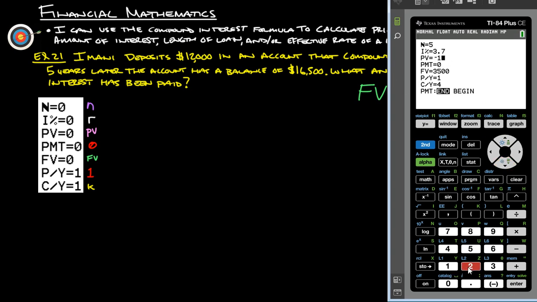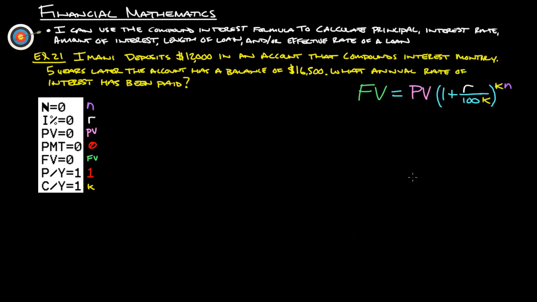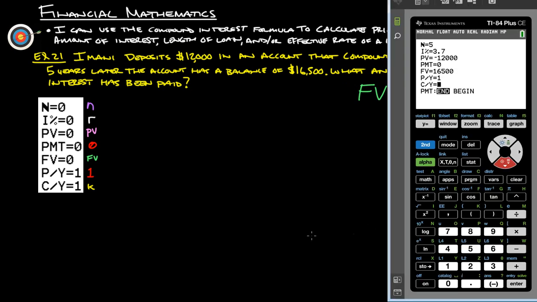Invested originally negative 12,000. And then our payment is 0. And it ended up at 16,500. Payments per year was 1. Compounds monthly. So that CY is going to be 12. Okay, and then what we want to figure out is what was the interest rate. Highlight that. Alpha, solve, and the interest rate was about 6.39%.